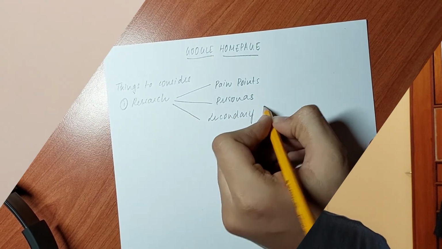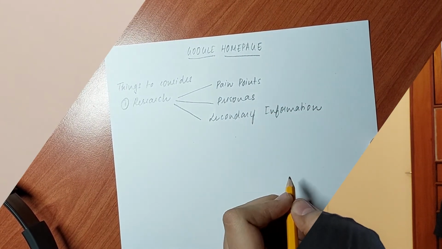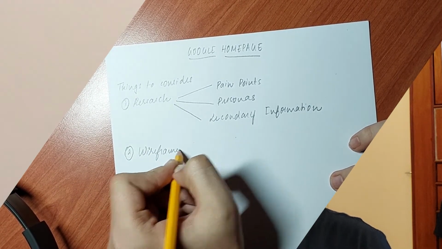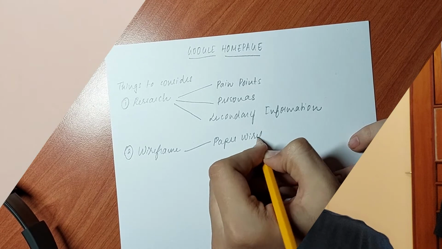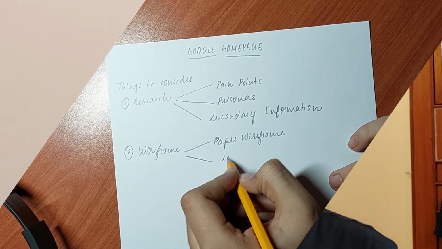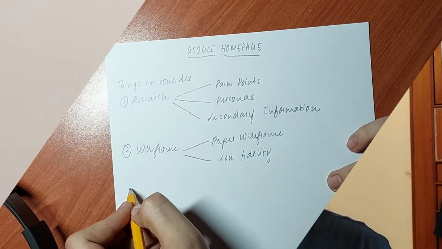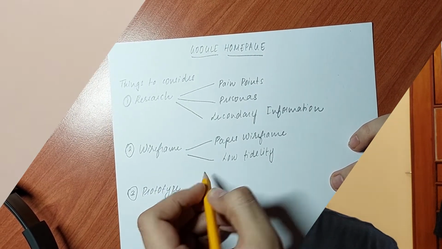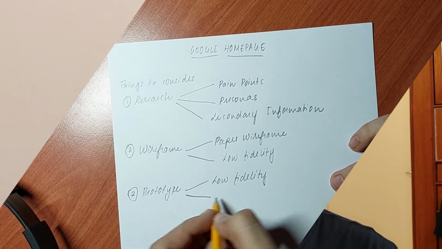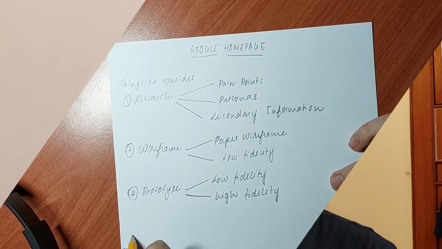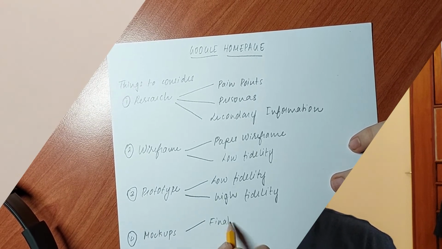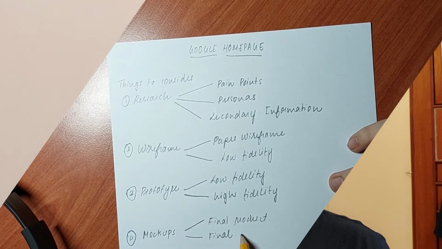And number two, wireframes. In that, there are two types. Number one will be paper wireframe, and then the low fidelity wireframe where you do it digitally. Number three will be prototype. In this too, there will be two more, which are a low fidelity prototype and a high fidelity prototype. And number four, lastly, the mockups. This also has two things: the final product and the final design. So these are the things I'll be considering, and let's work on it right away.